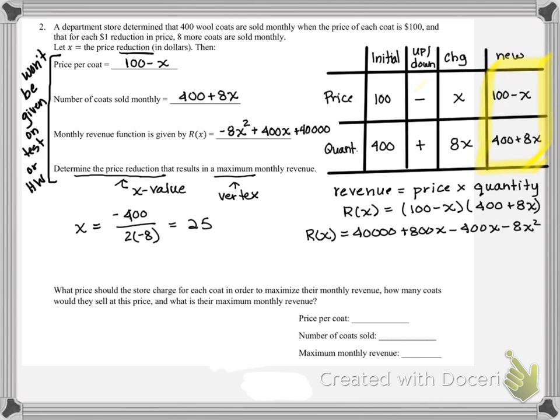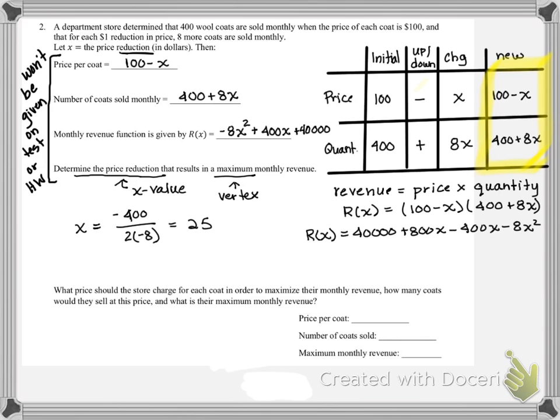Yes? Why does it equal 25? X equals negative 400 over 2 times negative 8. Isn't 400 divided by 16 25? Oh, right. Okay, never mind. I've been saying it's 25 for the past like 3 hours. I hope it's 25. Yeah, because 400 divided by 2 is 200 divided by 8. Okay, yes, okay.